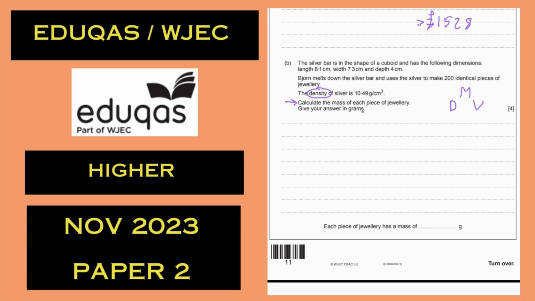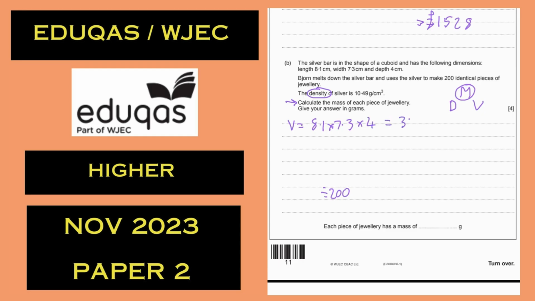Calculate the mass of each piece of jewellery. We want the mass, and something's being melted down to make 200. We're going to end up dividing by 200. Well, it's a cuboid. We'd like to know its volume. We normally do, but not in this case. Volume, its length, width, height, whatever you want to call it, depth, you've got to multiply them all. Earn your first mark, find the volume of the cuboid.